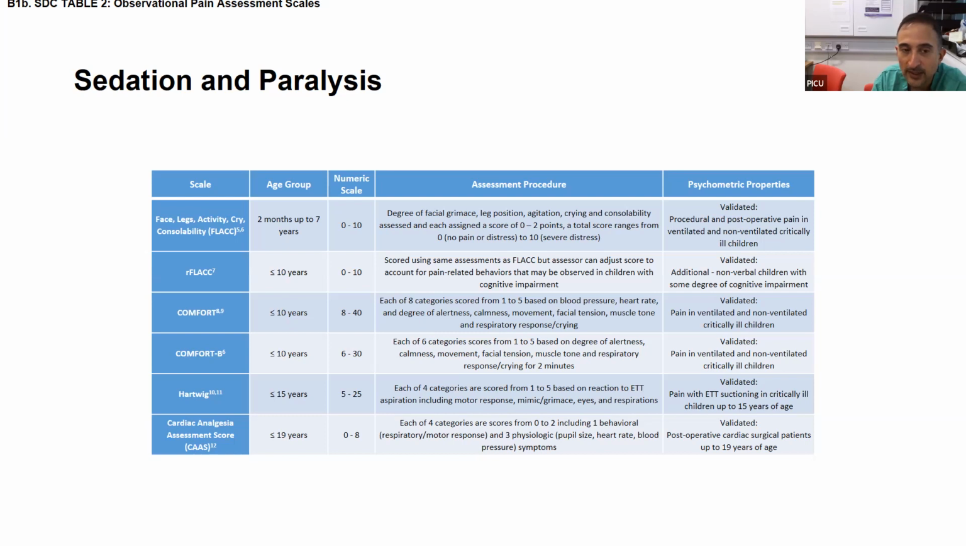We tend to use COMFORT-B, and there's a whole variety of different scores that can be used. I've worked in places that use FLACC, and others. The important thing is that you have a way of measuring people's sedation or their lack of it, and that it's comparable, objective, and accurate.